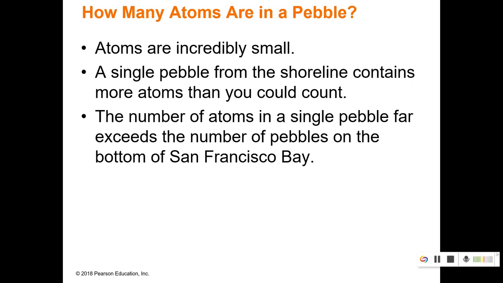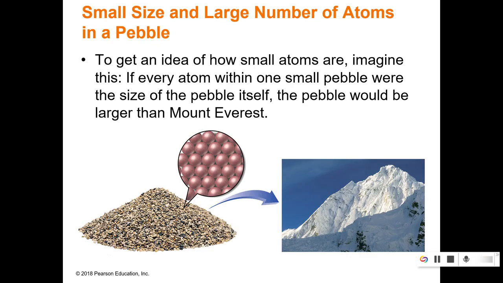Okay, so we know that atoms are incredibly small. A single pebble will contain more than you can count, and the number of atoms far exceeds the number of pebbles that are in the San Francisco Bay. So they're very, very tiny. It takes a very large number of atoms to make up just one pebble. So think of how many would make up Mount Everest.